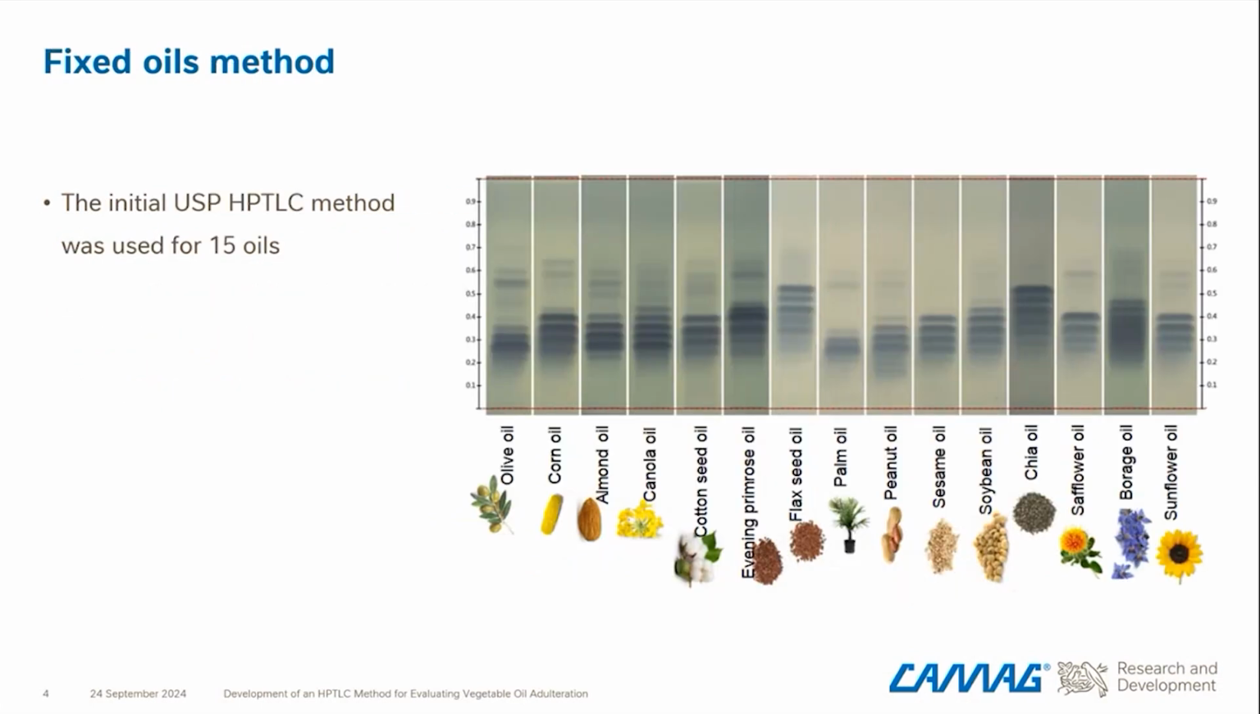The method from the USP is called the fixed oil method, chapter 202, and was used initially for 15 oils. Here you have the example: the olive, the corn, the almond, the canola, the cottonseed, the evening primrose, the flaxseed, palm, peanut, sesame, soybean, chia, safflower, borage, and sunflower oils. You see on the fingerprint that they all have different fingerprints, so the method was good to differentiate them.